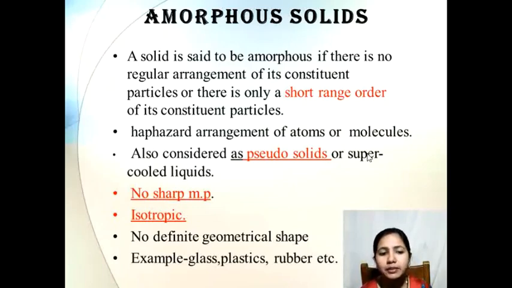I'm giving you an example. You must have seen that the glass window panes of old houses are much thicker at the bottom than at the top. It is because the glass actually flows. This is due to the fluidity of the glass. The glass actually flows, which is why it is much thicker at the bottom than at the top. So this property of the amorphous solid is called pseudo solid or supercooled liquid.